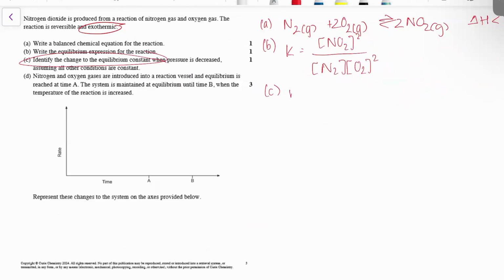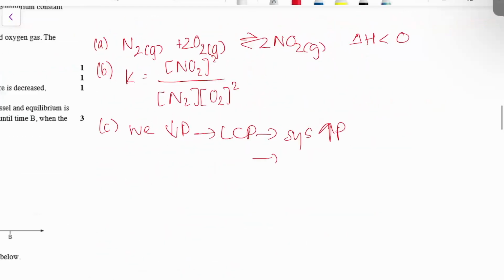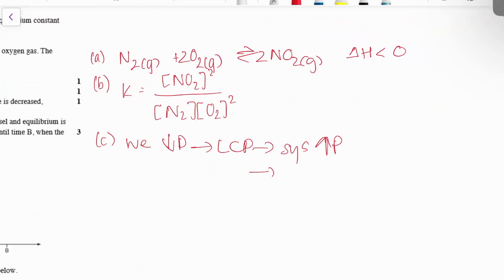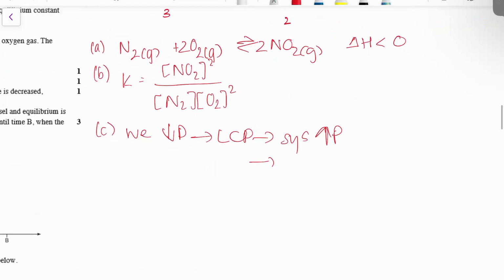So if we decrease pressure, according to LCP, the system just wants to do the opposite, so it's going to want to increase pressure. Pressure is exerted by gases, so for you to increase pressure, you need more gases. How many gases are on the left-hand side? 3. How many gases on the right? 2. So if the system wants to increase pressure, which way is it going to shift? The left. Yes, the system will shift to the left, which has more moles of gas.